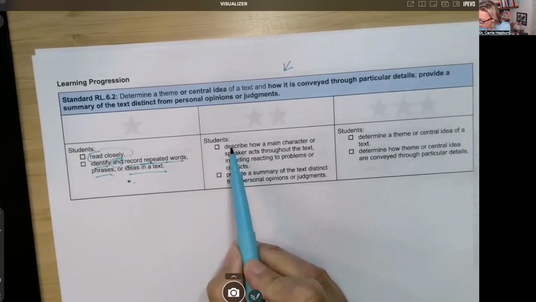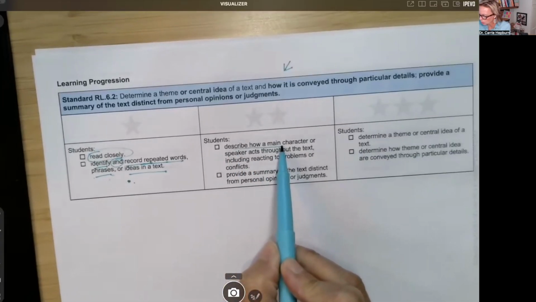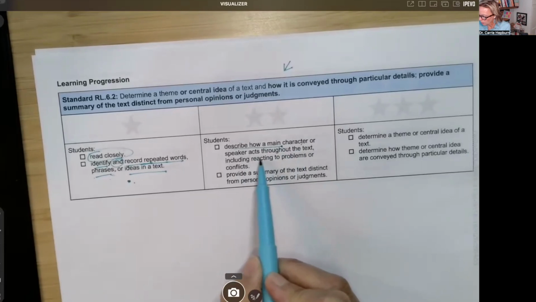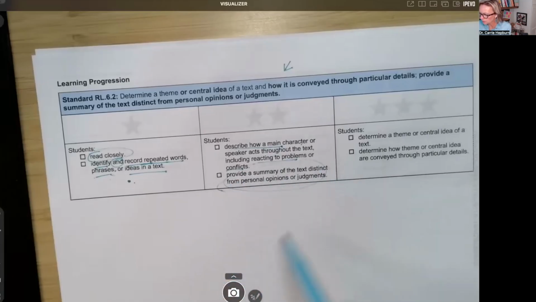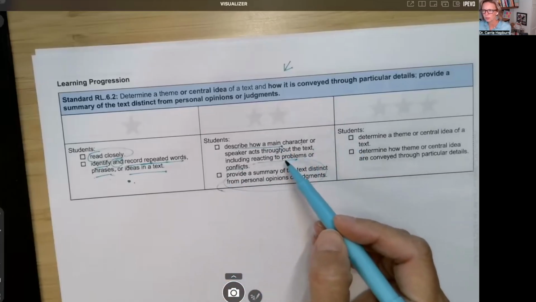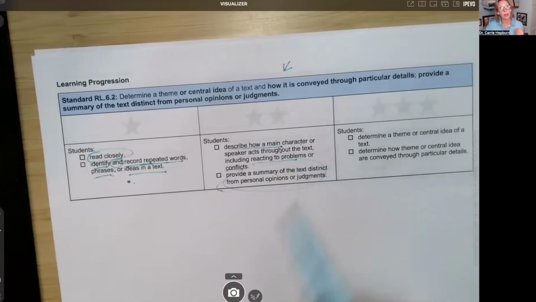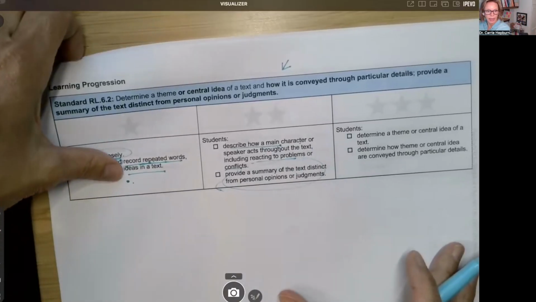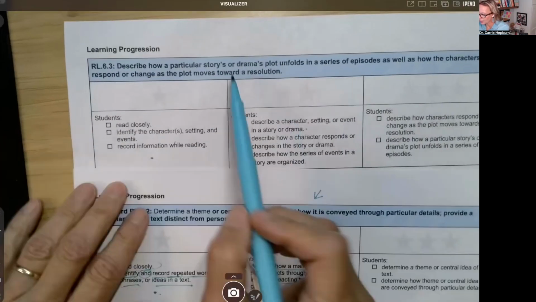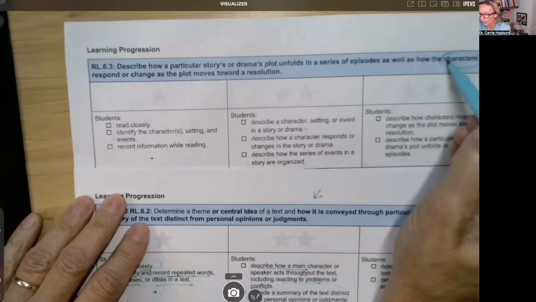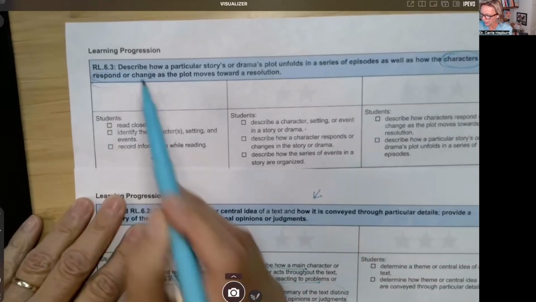So we started looking at, oh, they need to be able to describe a main character or speaker and how it acts throughout the text, including reacting to problems and conflicts. And then we'll provide a summary on that, right? So we need to think about characters more. And I was like, well, we should look at another standard that's going to help us with this work. So we pulled out standard three because we know in this one, we're going to be talking a lot about characters and how they respond and change.